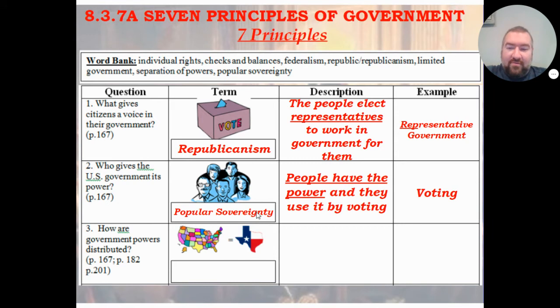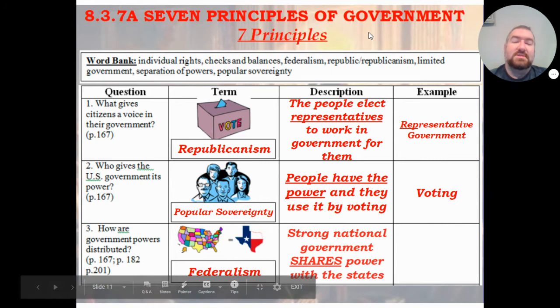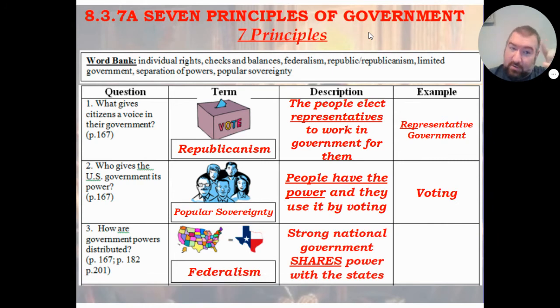One more time, how are government powers distributed? This is going to be federalism. Federalism, which once again, federal means a strong national government. However, the main word you need to remember with this is a strong national government, federal, shares powers with the states. One more time, they have a lot of the same jobs, they have some different jobs, but the bottom line is, when you think about federalism, think about shared power between the states, because we're going to come back to this when we talk about separation of powers.